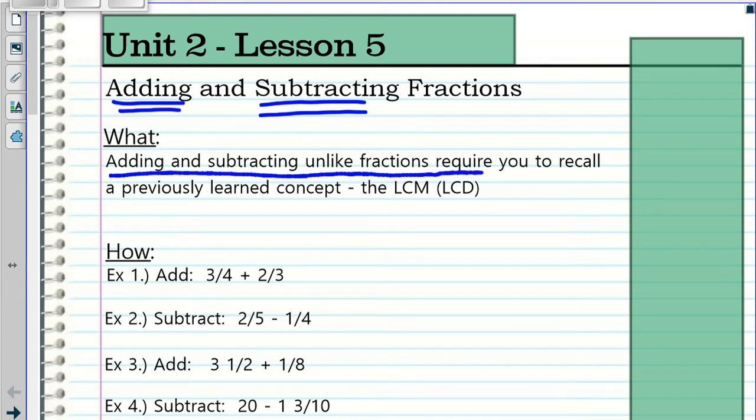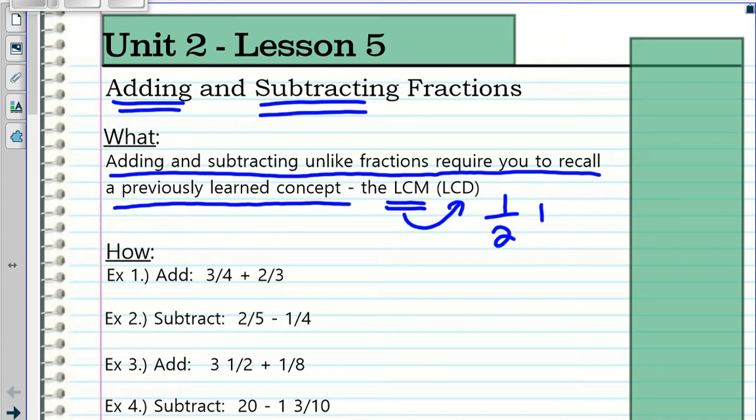Adding and subtracting unlike fractions requires you to recall a previously learned concept, the LCM. What is the LCM again? That's right, lowest common multiple. Now, in our case, we're gonna replace the M with the letter D, because that stands for denominator. So what do I mean by that?